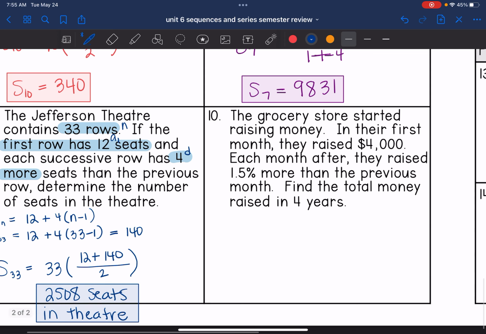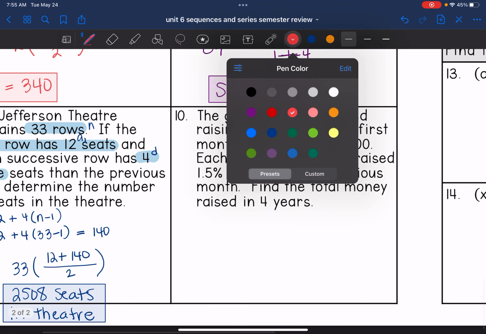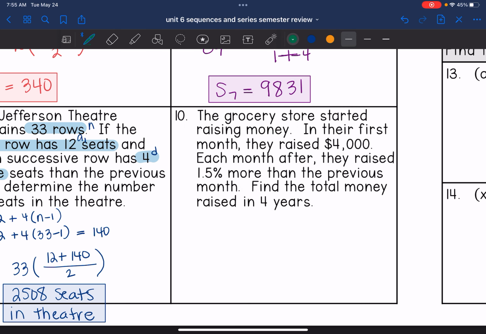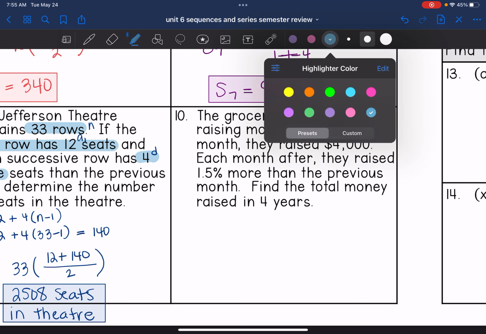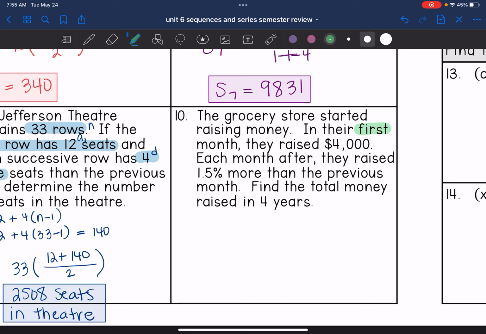Okay, the one right next to this. The grocery store started raising money. In their first month, they raised $4,000. Each month after, they raised 1.5% more than the previous month. Find the total money raised after 4 years. Okay, so it's a percent. So that means that this is going to be exponential, which means that this is a geometric sequence.